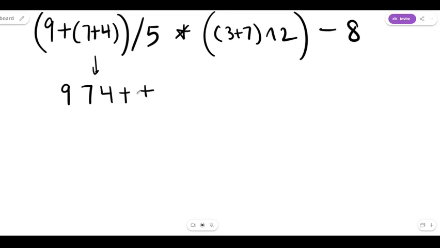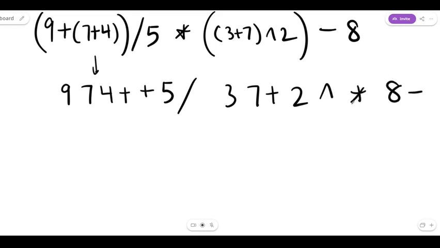And then divide by 5. So you would want 5 here. And then in here, you have 3 plus 7 exponent 2 multiplied by what's here. So it should be this. Let me check. 9 7 4 plus 5 divide 3 7 plus 2 exponent 8 minus. Okay. So thus, this is the correct answer.